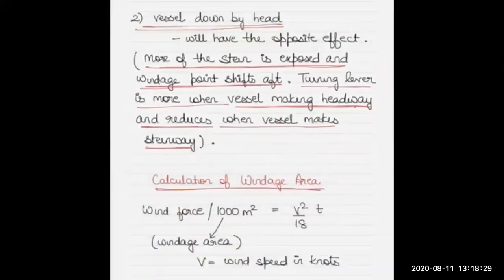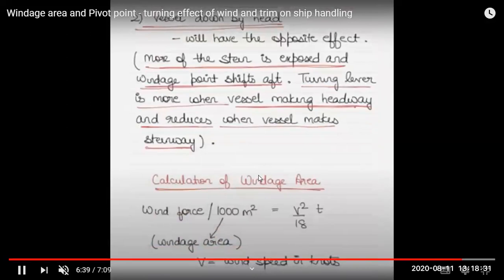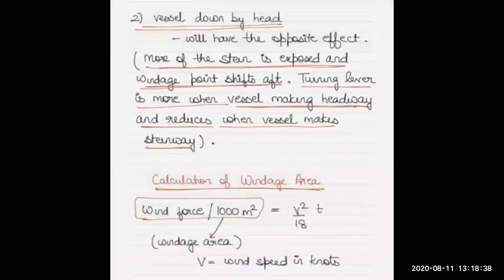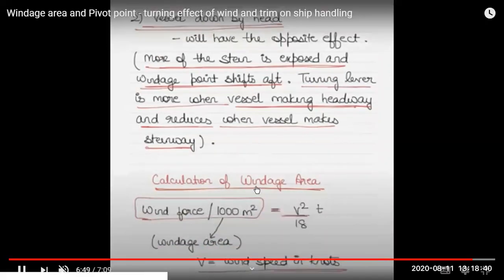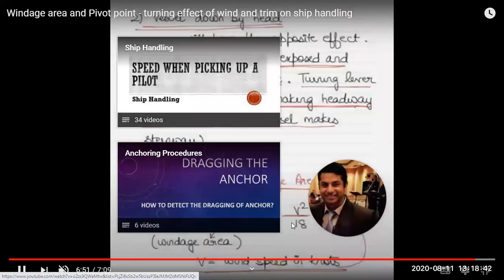Now windage force is calculated by wind area upon 1000 meters square, V square upon 18T, and V is equal to the wind or ship speed.